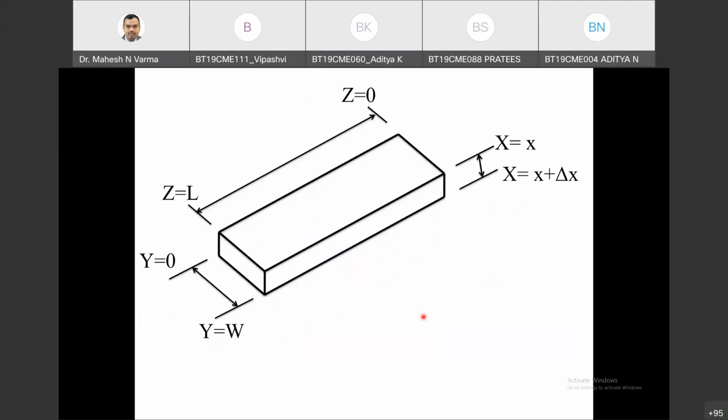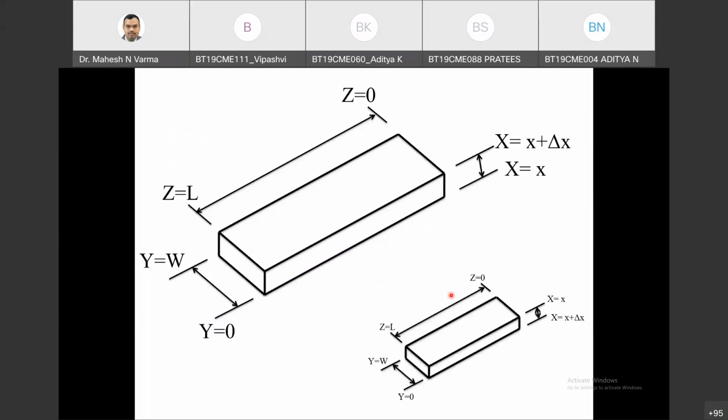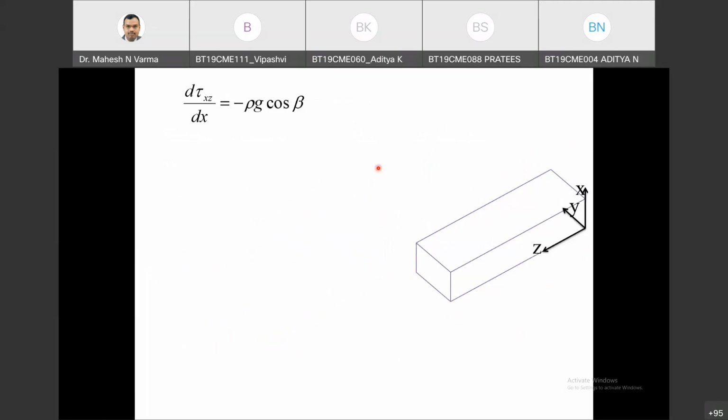This is what changes will be there. Previously, x varied from x to x plus delta x, where x was top; I was going from top to bottom. Now it will change. Now x will be bottom and x plus delta x will be top. I am going from bottom to top. This will be the equation I will get: tau xz equals minus rho g cos beta, and Newton's law of viscosity will be positive. You should not take negative here, because velocity is increasing with increasing value of x. So the negative sign is not needed here.